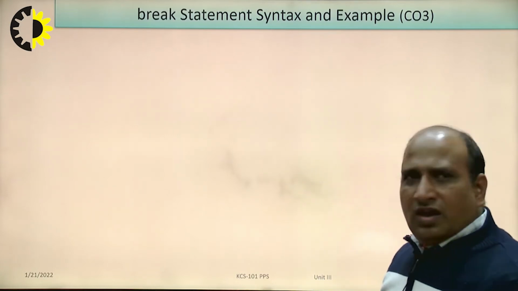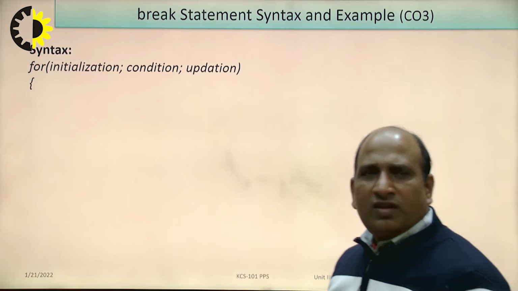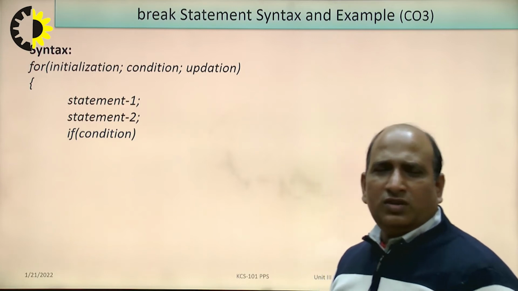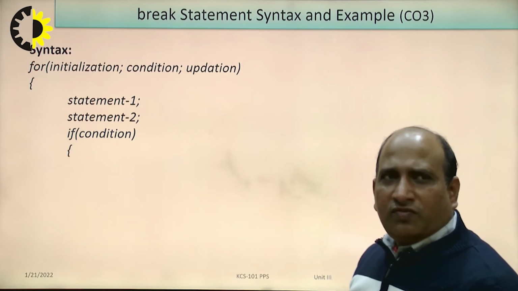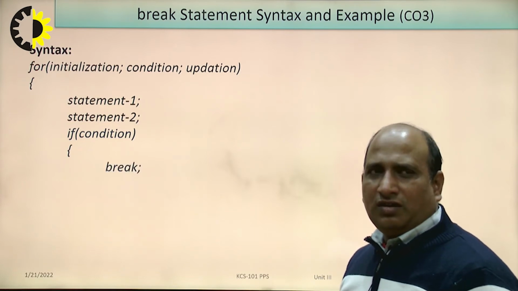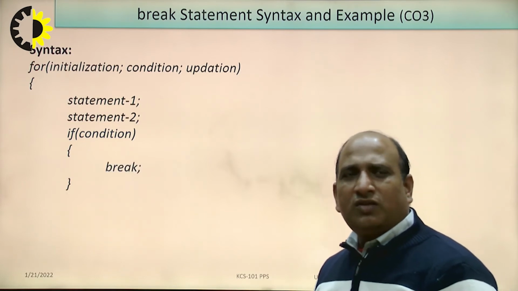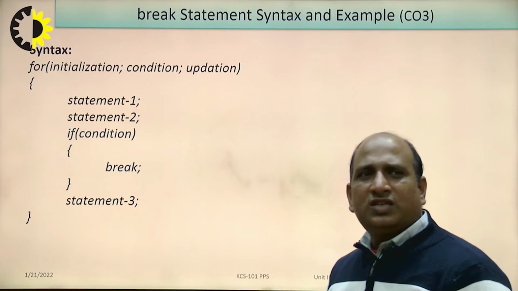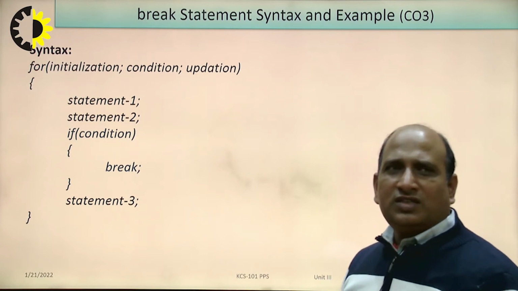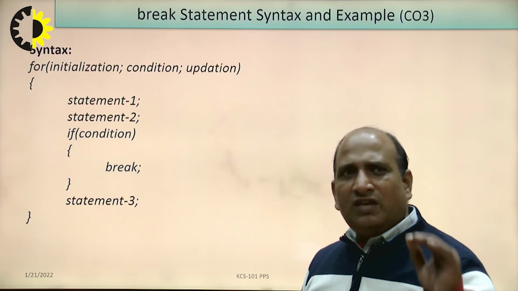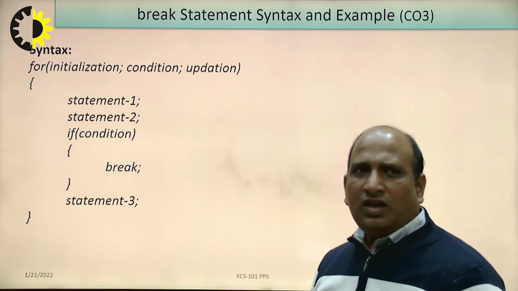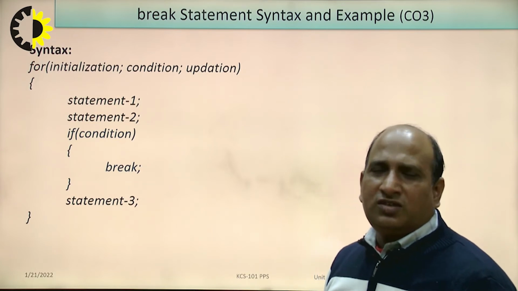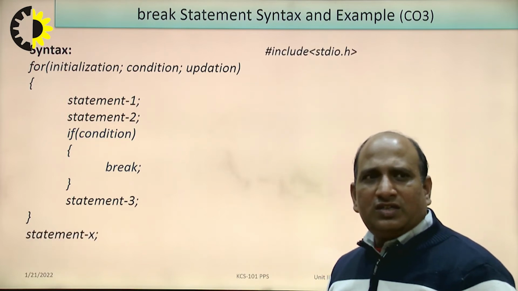Okay, and for that I have written a program. Here there is a for loop, and statement 1, statement 2 are executed, and for a certain condition I have created a break statement. If this particular condition arises, the control will break and come outside the loop. Means statement 3 will not be executed. I have written statement 1, statement 2, then the condition. If the condition is true, then only the break is encountered, and if the break is encountered, control will come out of the loop, and statement 3 will not be executed, and after that statement X will be executed.